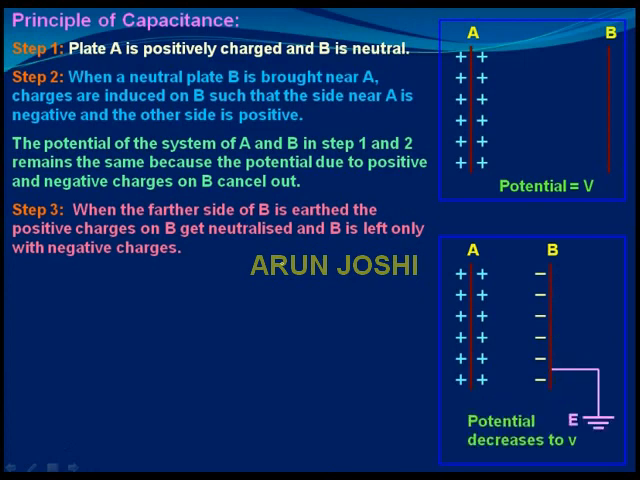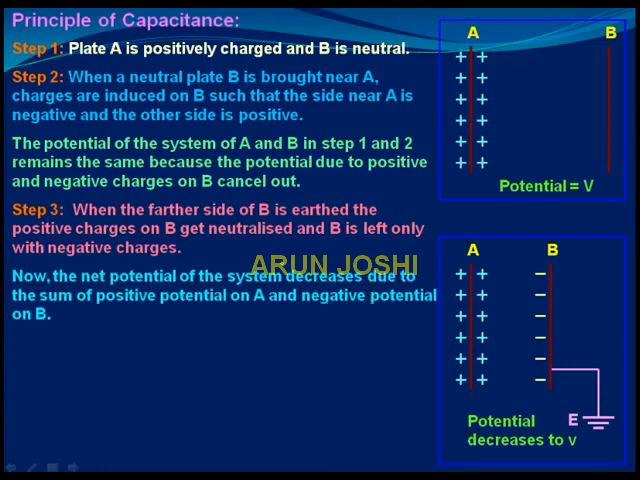Now, earlier A was having positive charge, B was not having any charge. Now this B is having negative charge. It means potential of A is decreased like this. So now the net potential of the system decreases due to the sum of the positive potential on A and now negative potential on B.